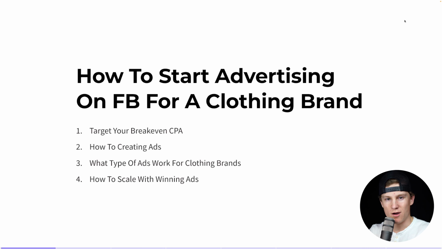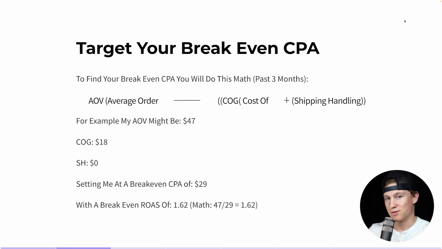The first thing we're going to talk about is how to target your break-even CPA. The next thing we're going to talk about is how to create ads, and the next thing we're going to talk about is the people who are already advertising as a clothing brand, what are they doing and what is successful for them. And then the fourth thing we're going to talk about is how to actually scale those ads. And as you can see here on the first slide, we do have target your break-even CPA.